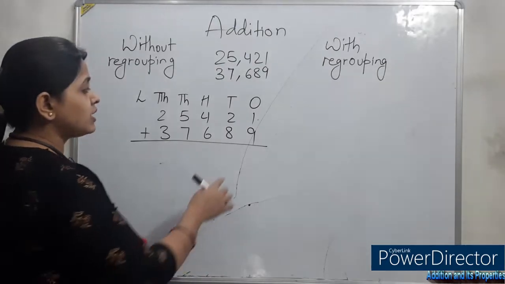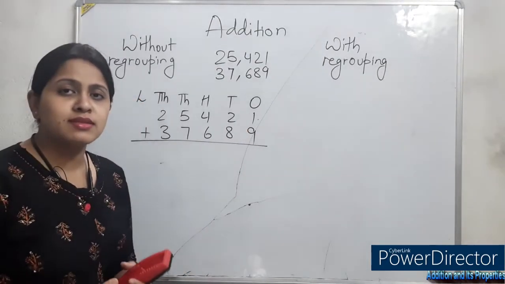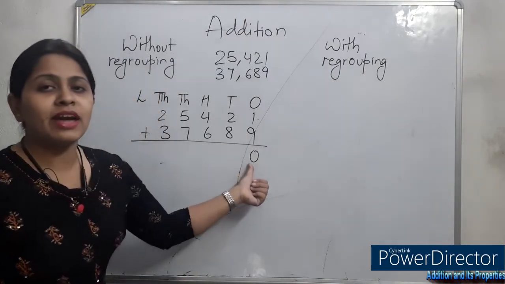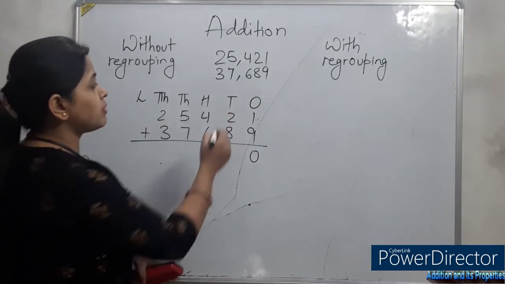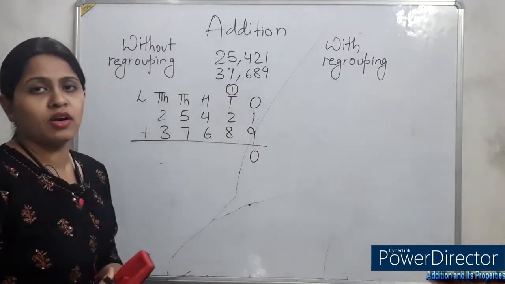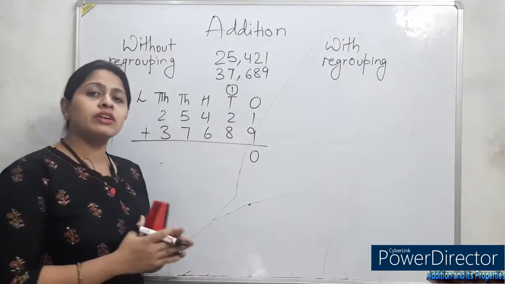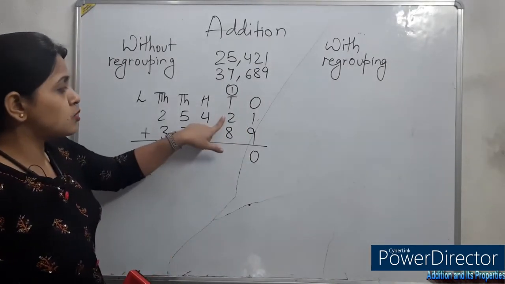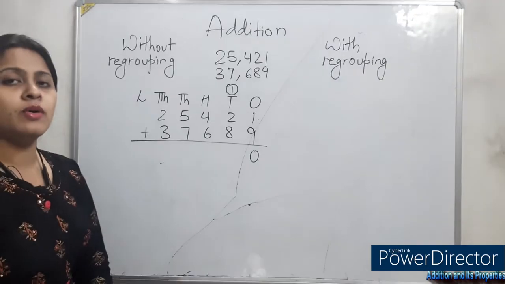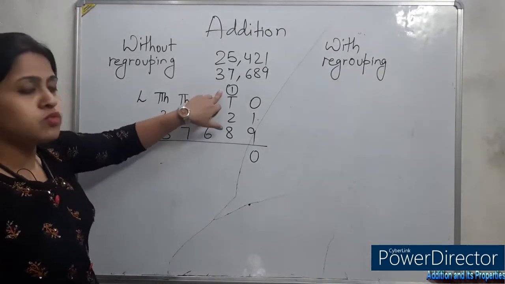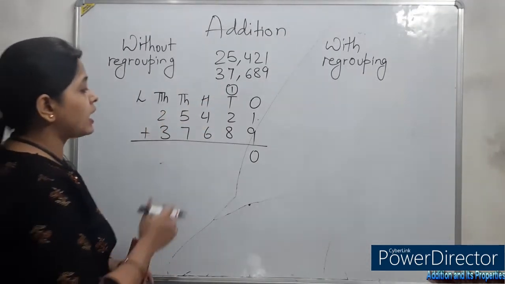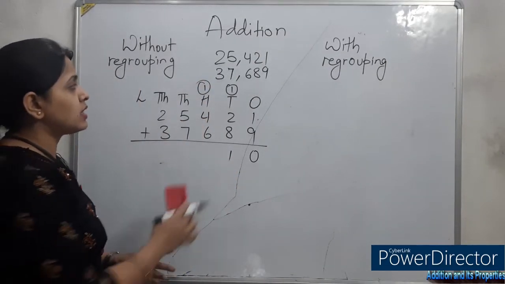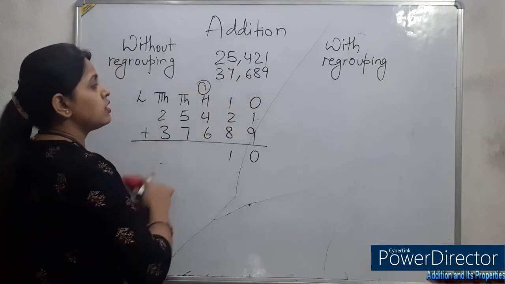How? 9 plus 1 is equal to 10. Very smart kids, 10. So for 10 we write only 0 and 1 will be carried over to the tens column. There is no use of 1 in the ones column. Now 8 plus 2 is equal to 10, and 10 plus 1 carry is 11. Again for 11 we write only 1 and 1 will be carried over to the hundreds.